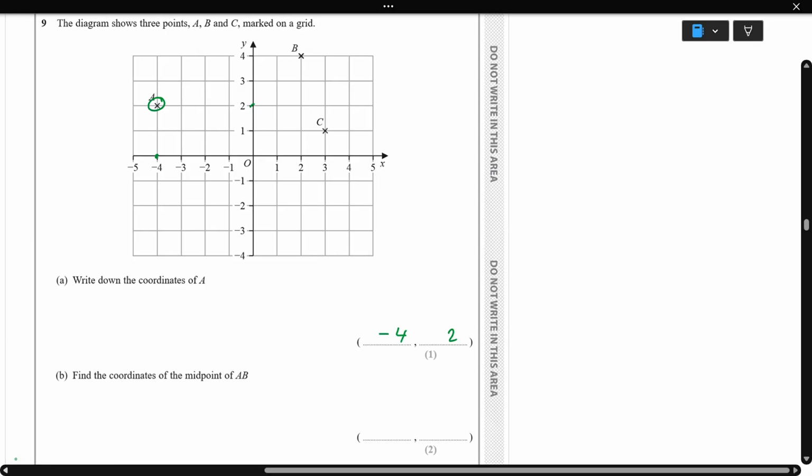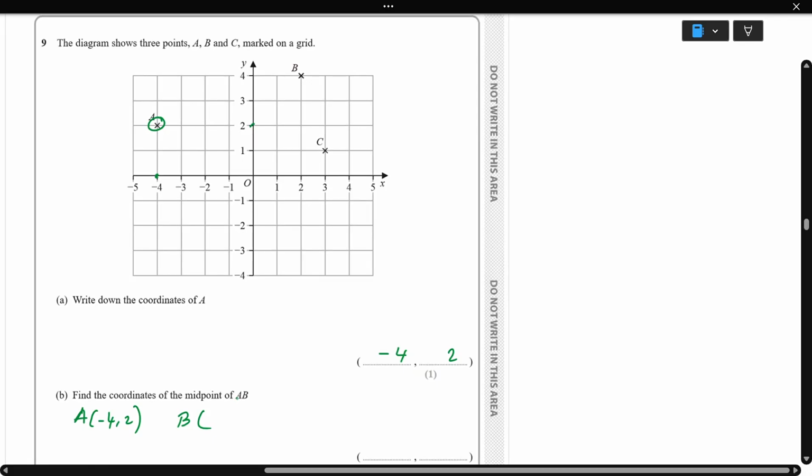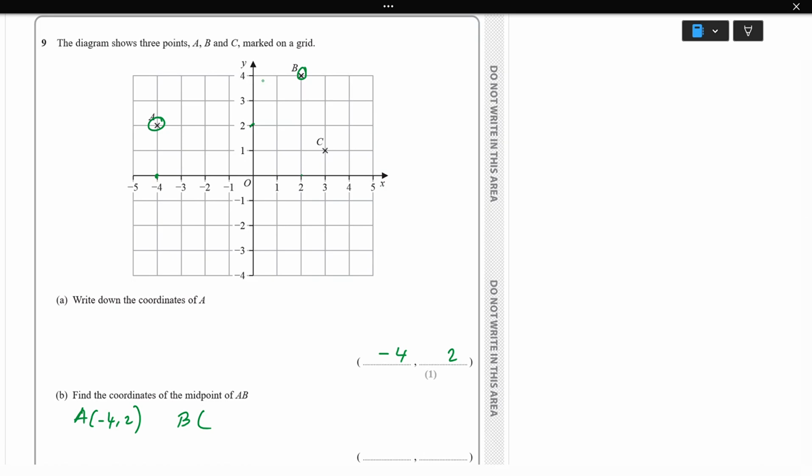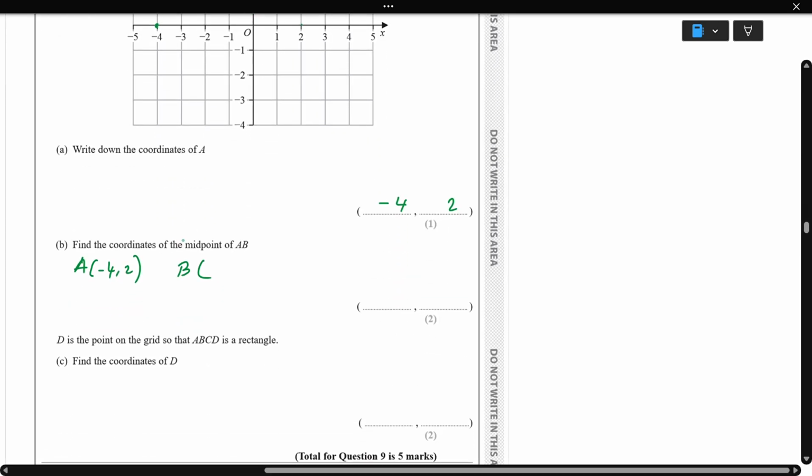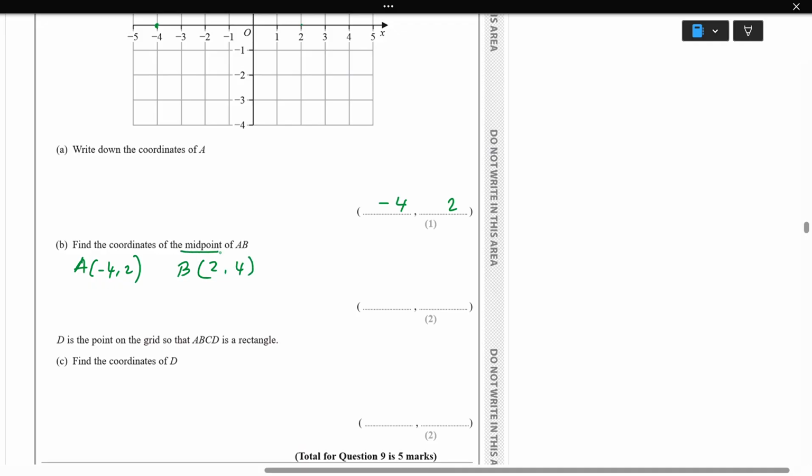A coordinate is going to be A of -4, 2. Just we got it. Then we'll take the B coordinate. B coordinate is going to be here, which is x-axis is 2 and y-axis is 4. Find the midpoint. That's very simple.